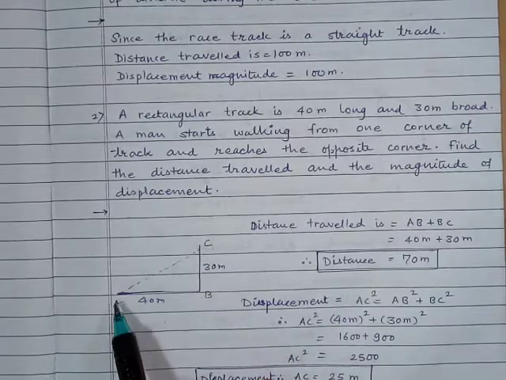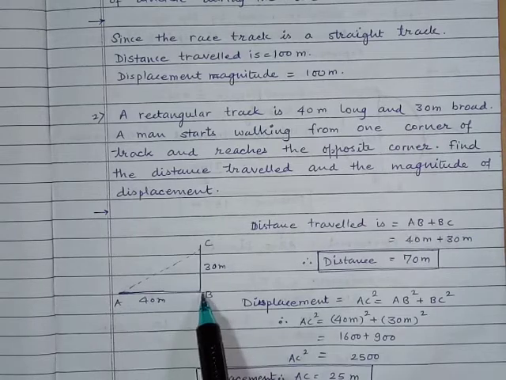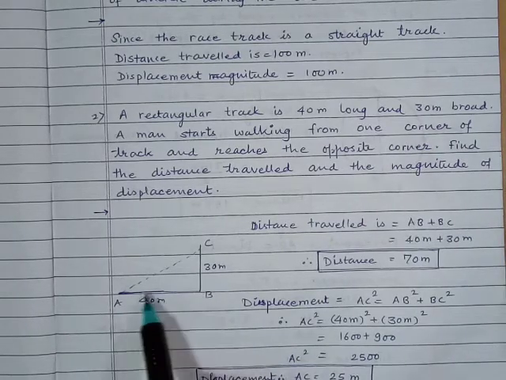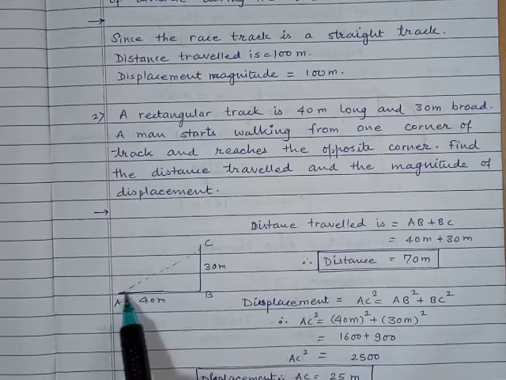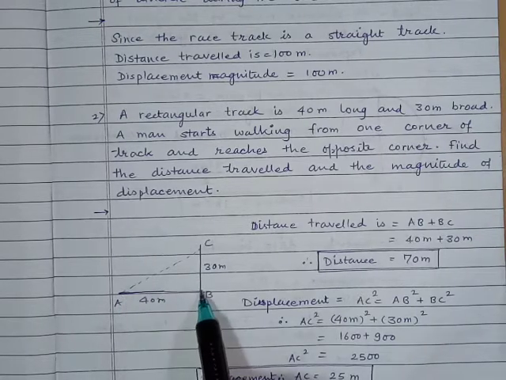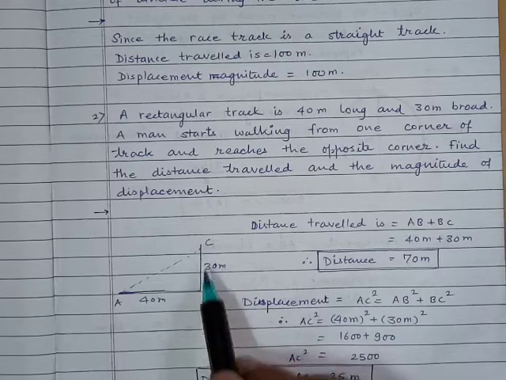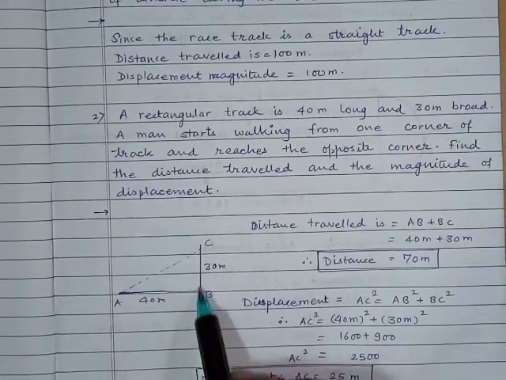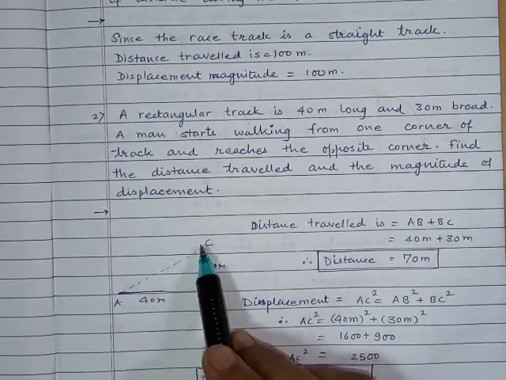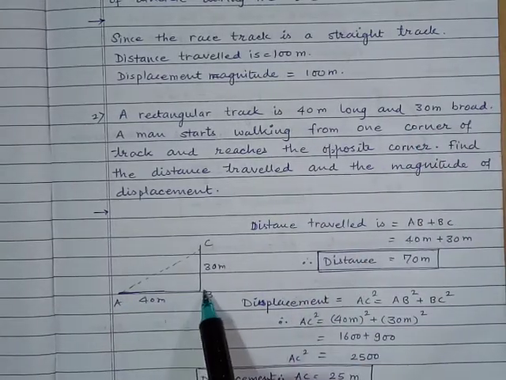Let us imagine that A is the initial point, and up to point B it is straight. So I consider the length of the track up to point B to be 40 meter. Now since it is a rectangular track, from B to C, the breadth of the track is already given, that is 30 meters. So I can write here that A to B is 40 meter and B to C is 30 meter.